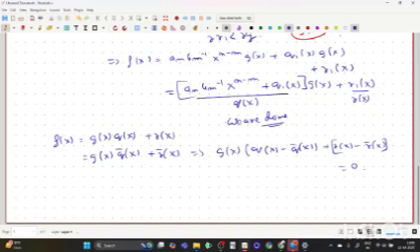Fine. So what do we conclude from here? From here we conclude that r bar x minus r x, this should be equal to g x times q x minus q bar x. This is something which we can get.